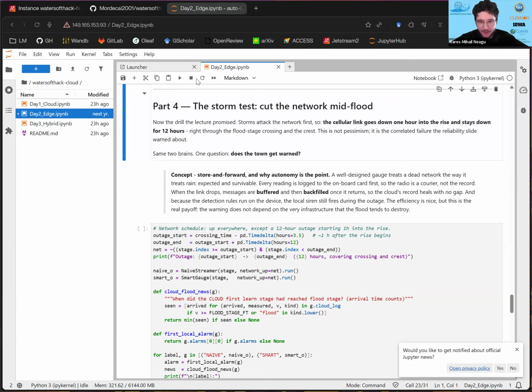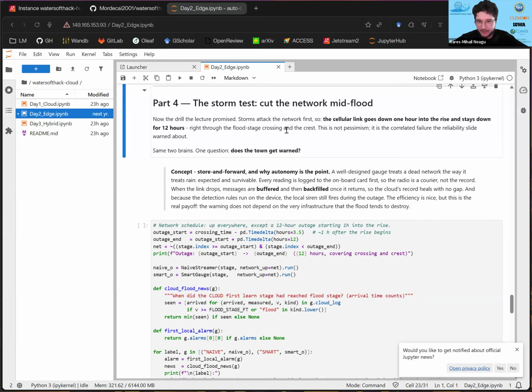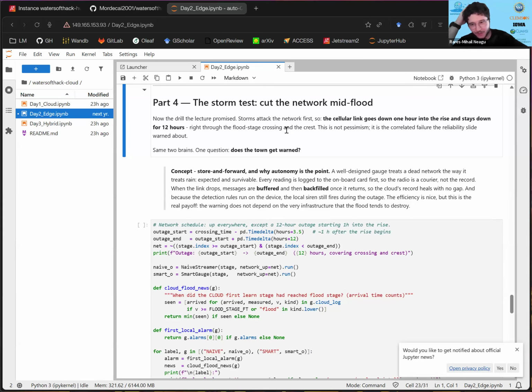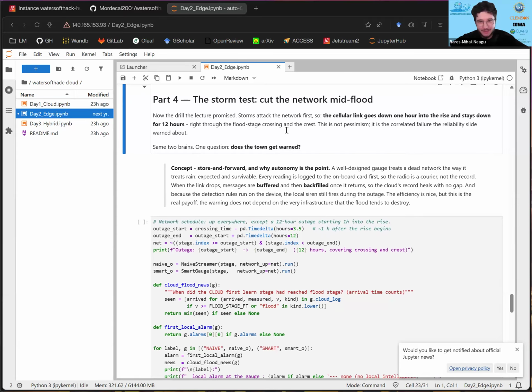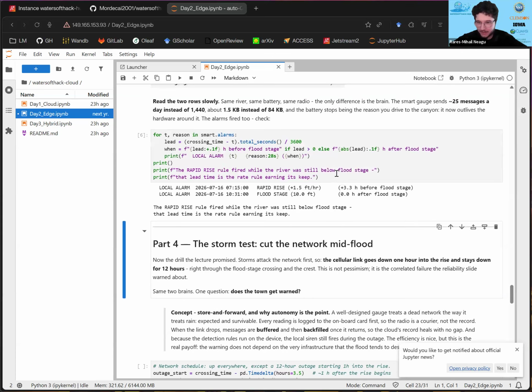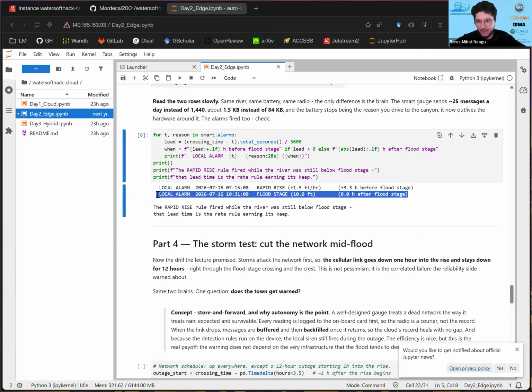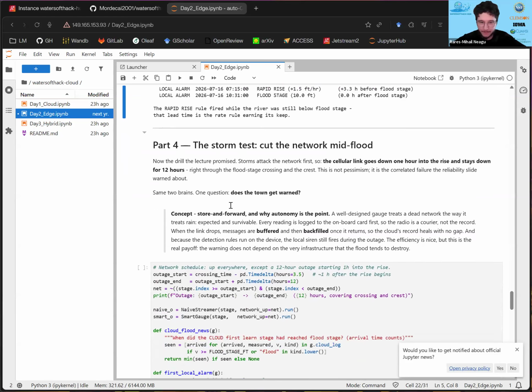All right, so now the storm test. Usually when the storm is very strong, what do you think happens to radio waves? They get distorted, and usually the signal doesn't reach. So these 3 hours actually can buy us a lot, because when we're in the flood stage, the sensor might not even react anymore, basically.